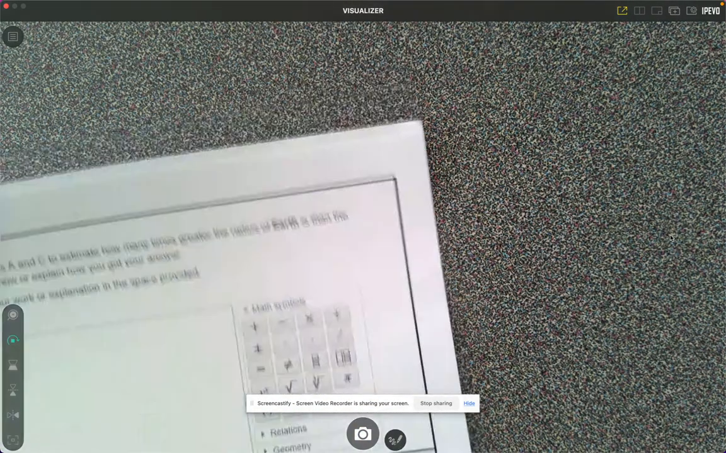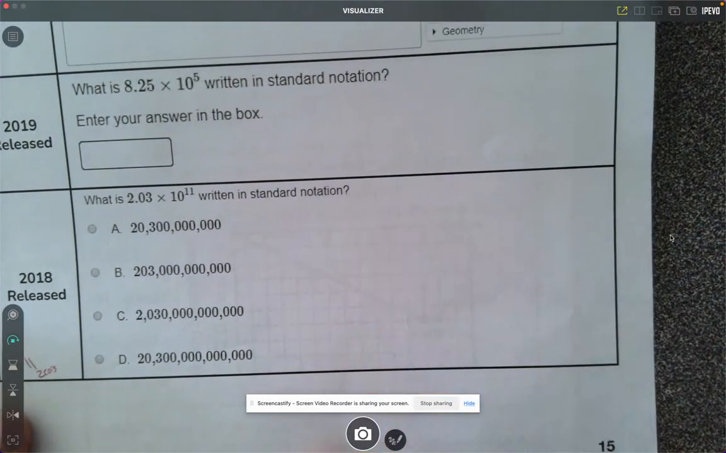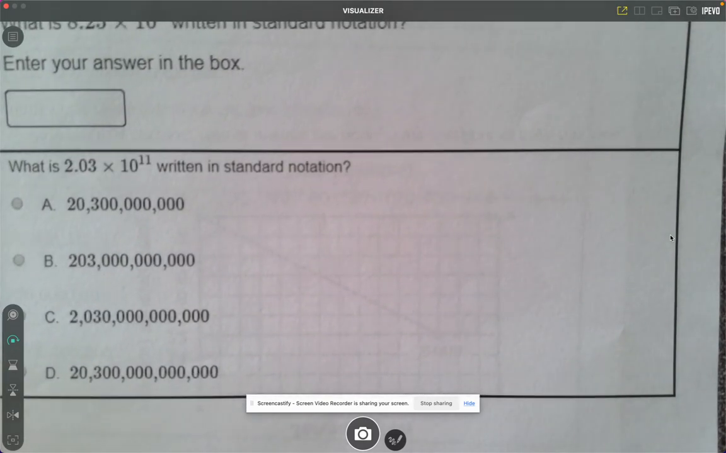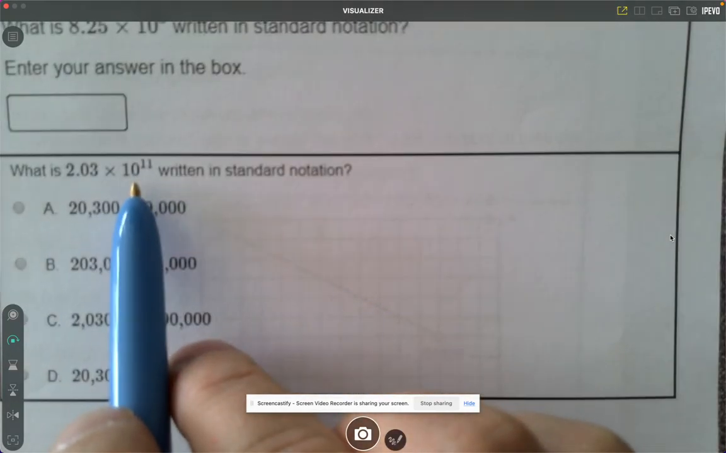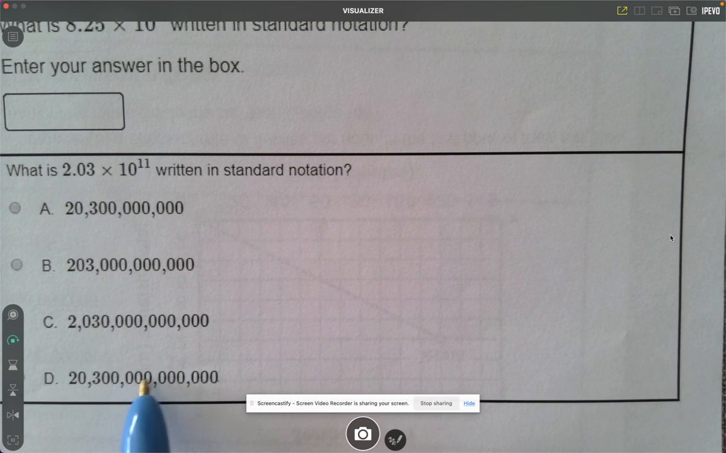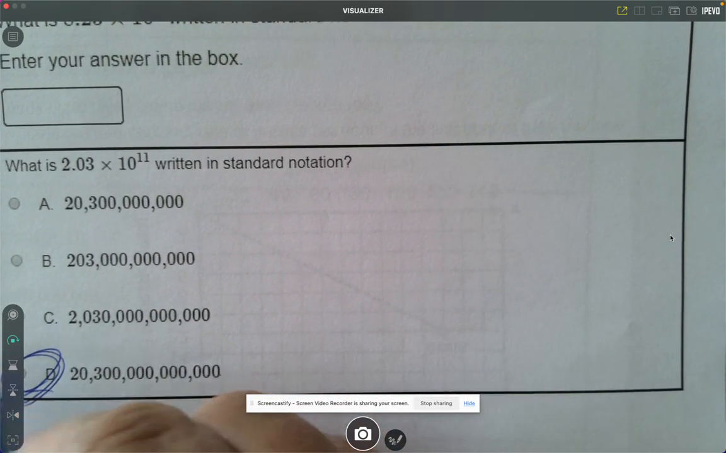Wrapping up scientific notation and MCAS by mistake, episode 3. Let's take a look at this one here. Okay, so let's try this one. So we're looking for, whoa, this is going to be a huge number. Okay, maybe it's the number of zeros. 1, 2, 3, 4, 5, 6, 7, 8, 9, 10, 11. It's got to be D. It's got 11 zeros, right?